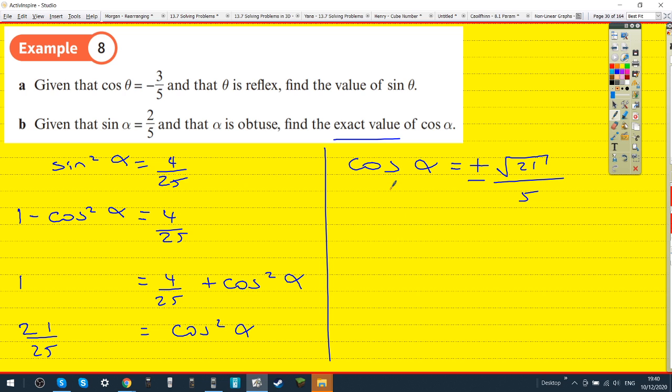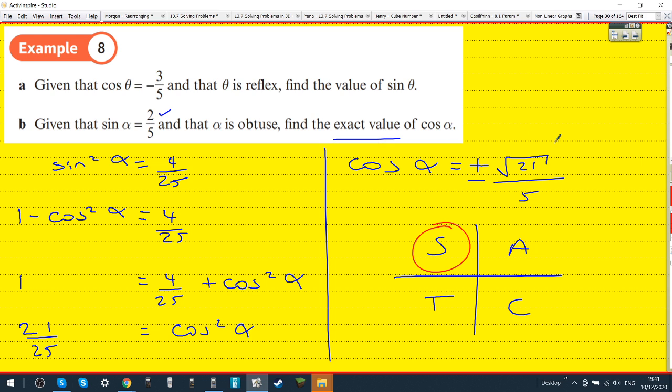So we know it's obtuse, meaning that it can't be a reflex, so it can't be the bottom two in the quadrant. There's one more quadrant it can't be. It can't be the top right quadrant. Obtuse is in there. That's why sine is positive 2 over 5.